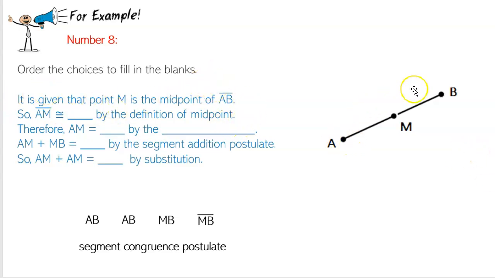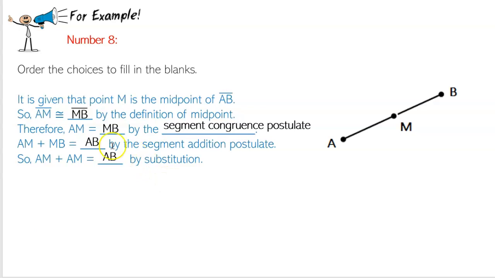We have this line segment given, A to M to B. So it is given that point M is the midpoint of AB. So we have line segment AB and we have the midpoint. So line segment AM is congruent to, we have to write it the same way, so you're going to pick this one, line segment MB. Make sure you are choosing the right one by the definition of midpoint. Therefore, AM is equal to MB by the segment congruent postulate.